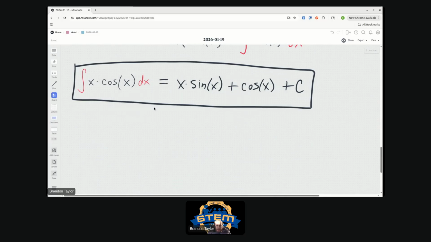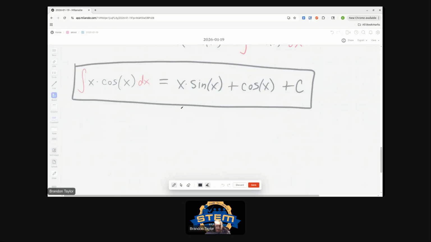So there you go. Now here, if you want to double check if this really is the right answer, x sine of x plus cosine of x plus c, basically, if we take the derivative of that, it should equal the original thing.